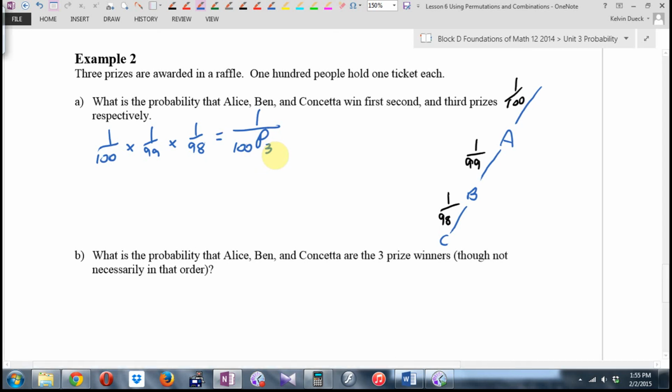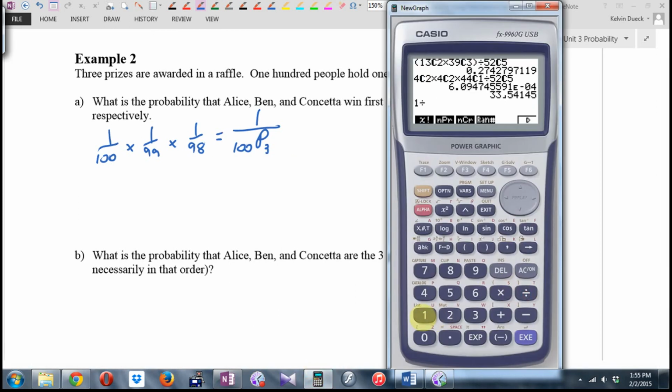But I'm not that comfortable using that method. I'll write it there and leave it uncrossed out. But I would draw the tree because it's only a single branch, because they told me the specific order to follow. Does that work? Is 1 over 100 times 1 over 99 times 1 over 98 the same as 1 divided by 100P3? There you go.